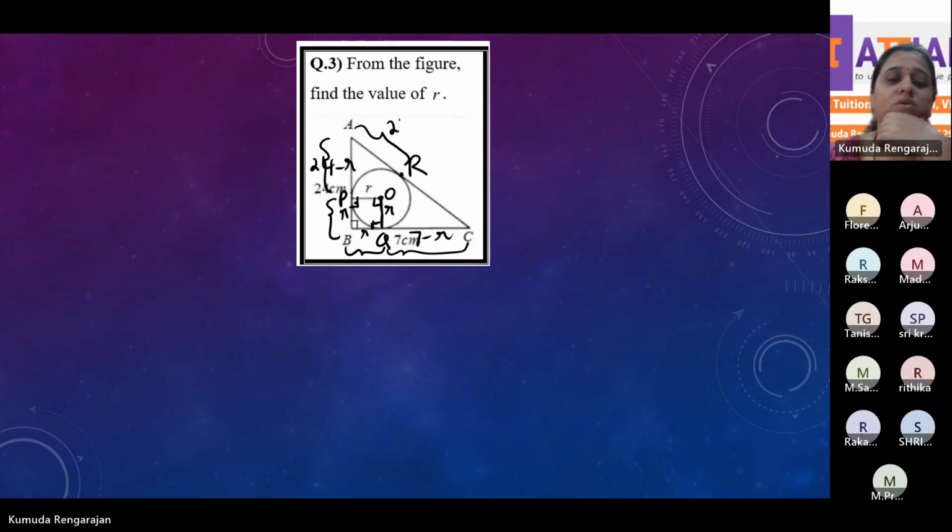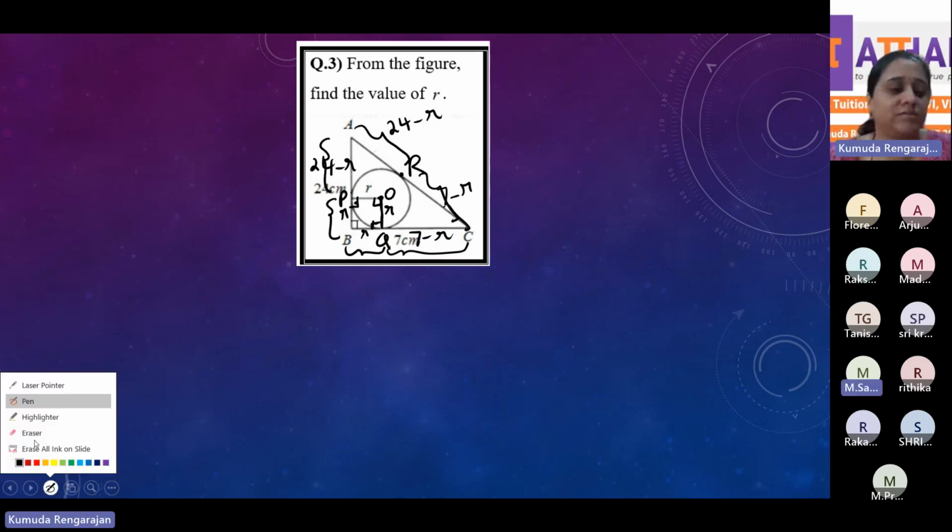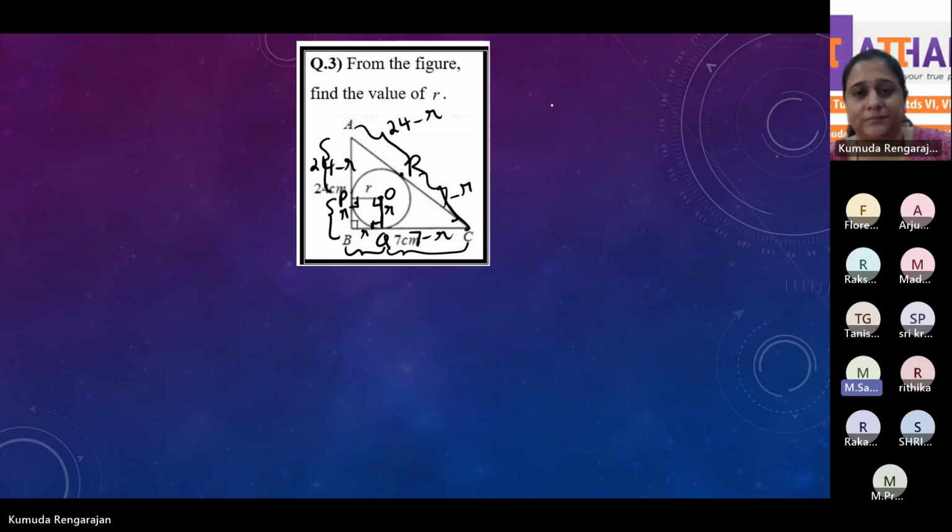24 minus R. Why? Because tangents from an external point are equal. Okay, very good. Then what else can you fill in this figure? Ma'am, 7 minus R for RC. This one is also. Yeah, next Shashank, after this. Ma'am, AC is equal to 25 centimeters by Pythagoras theorem. Very good. After that, 24 minus R and 7.